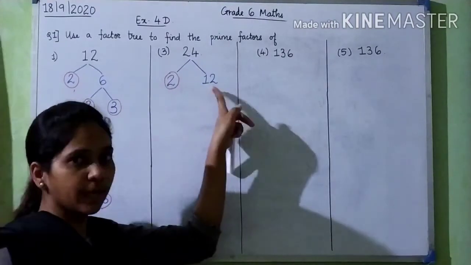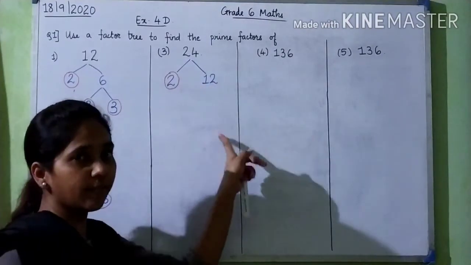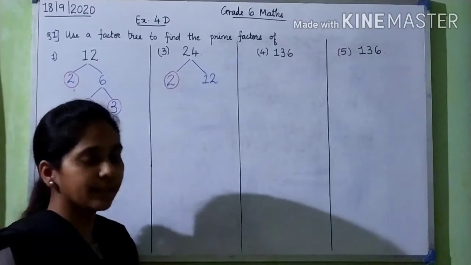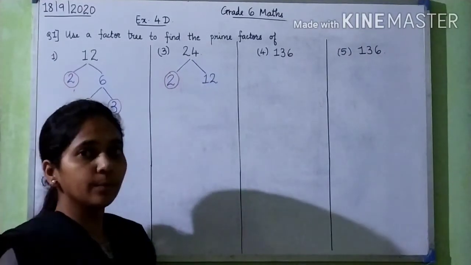Now 12 is not a prime number, it can be divided. So again we divide 12. 12 can be divided by which number? We start from 2.